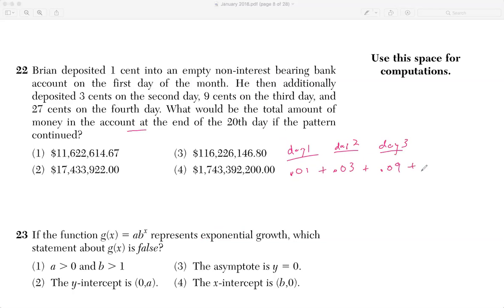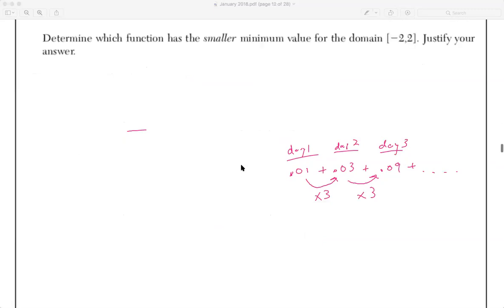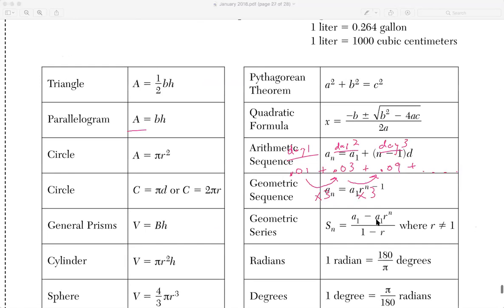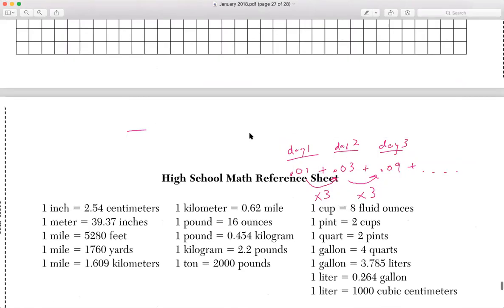So we just have to keep doing this 20 times. He's multiplying this every single time by 3. You can see to go from 0.01 to 0.03, he did times 3. Here he did times 3. And there is a formula for this. It's at the very end in the reference table. It is A1 minus A1 r to the n, over 1 minus r.